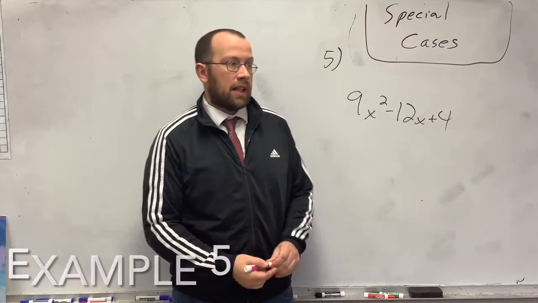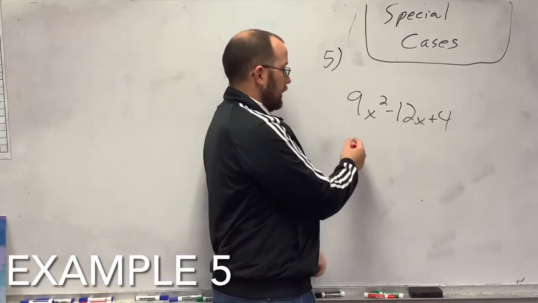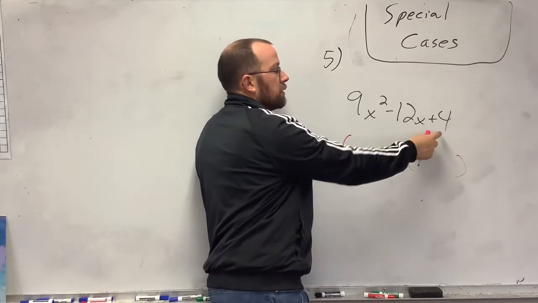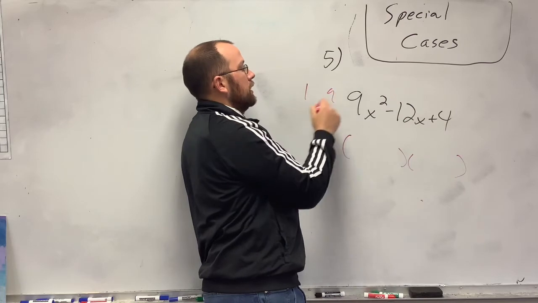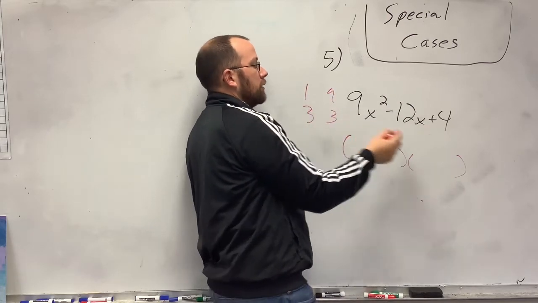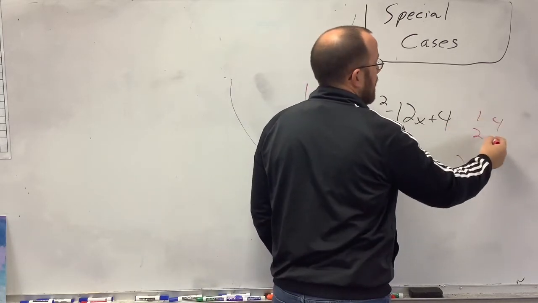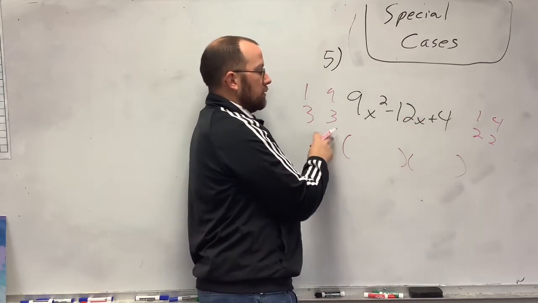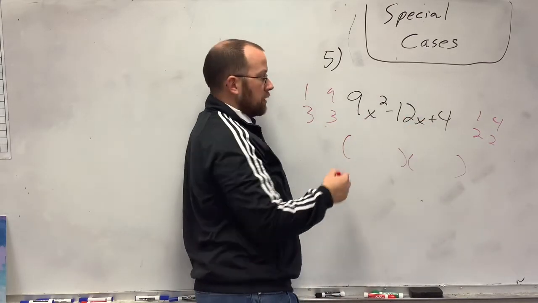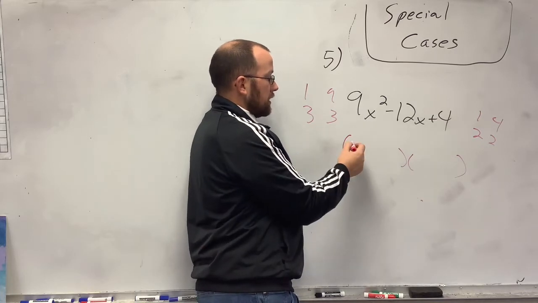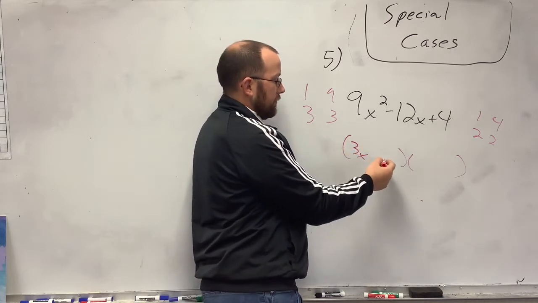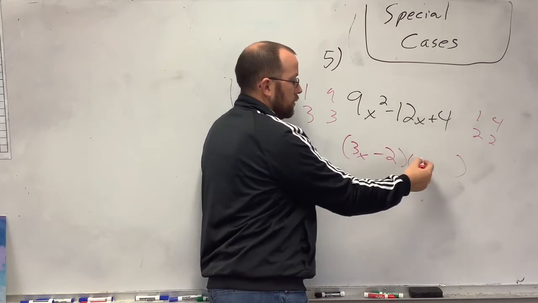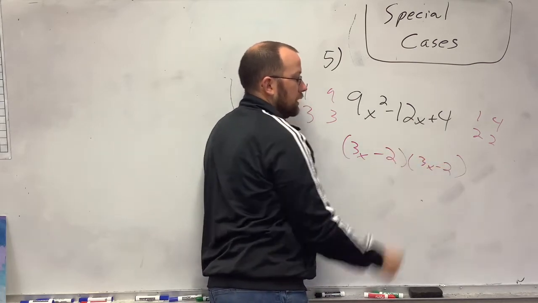All right, here's the last one. Again, it's under a special case umbrella. My front number is a perfect square, my back number is a perfect square. If I want to do the whole thing out, I could. I write all my factors out, do 1 times 9 and 1 times 4. But since it's under a special case umbrella, I already know what it's going to be. I know it's going to be 3x minus 2 and 3x minus 2.